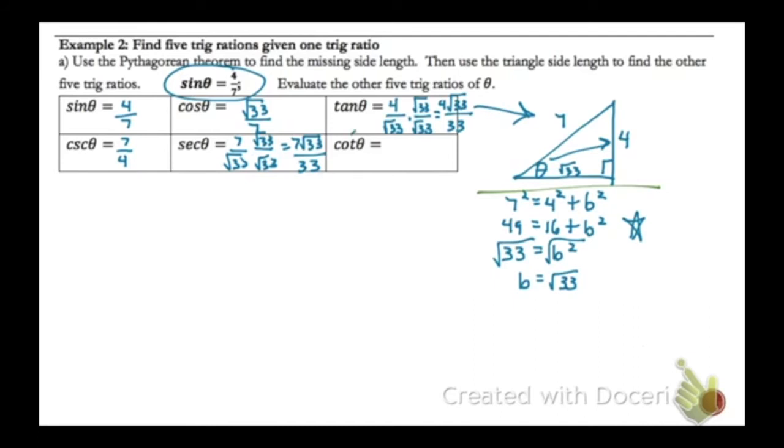And then for cotangent, I'm going to go back to my original and just take the reciprocal. So the square root of 33 over 4. And now I know the 6 trig functions of this right triangle.